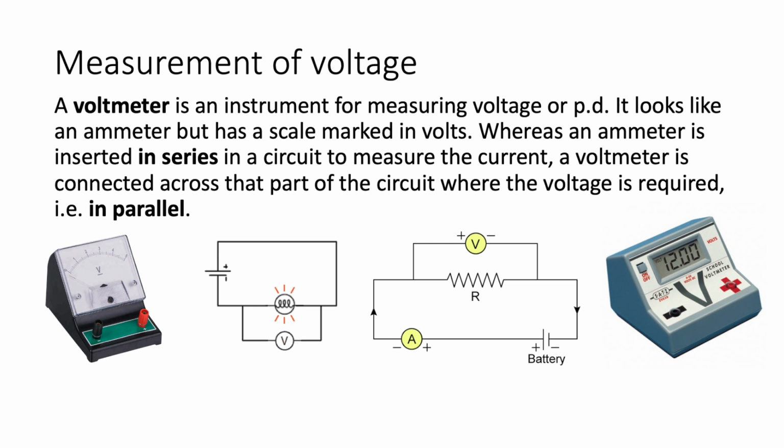Here you can see an electric circuit. An ammeter is connected in series with the circuit and voltmeter is connected parallel to the resistor.